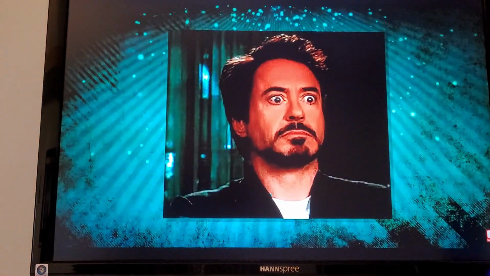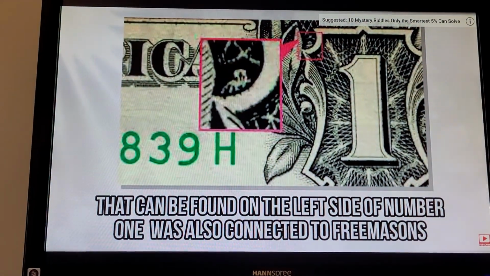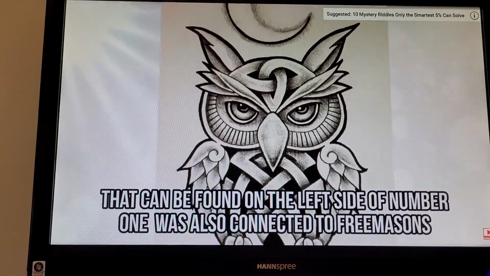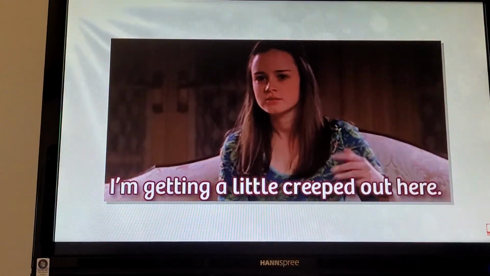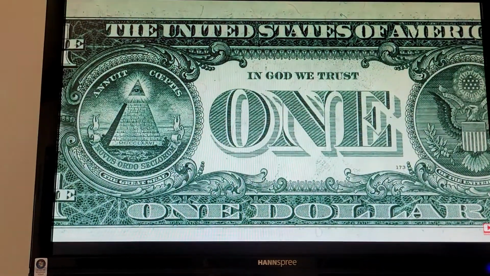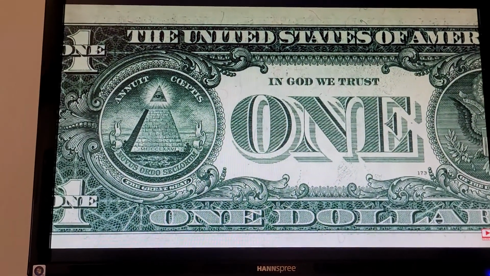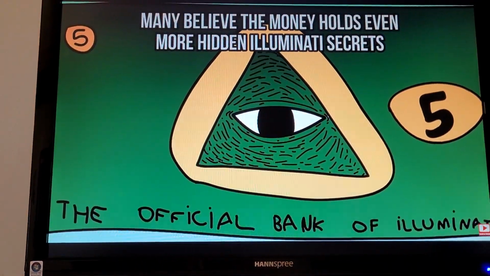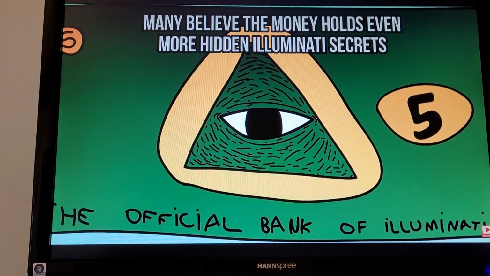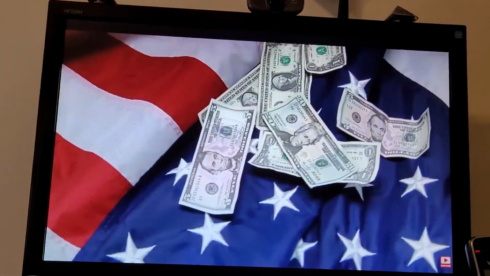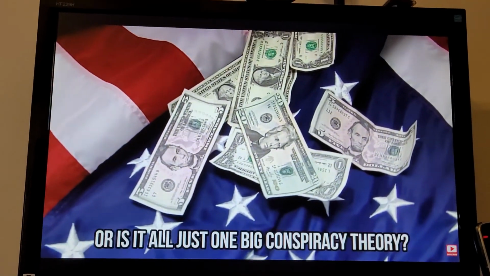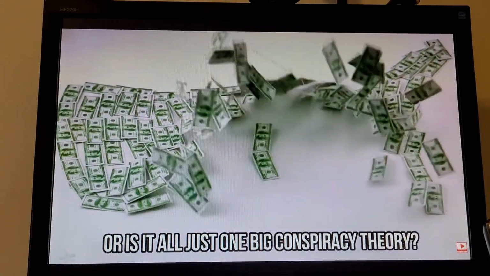The tiny mysterious owl that can be found on the left side of number 1 was also connected to the Freemasons, and many people believe it symbolizes Satanism. We're sure you can find more and more triangles just about anywhere on the dollar bill, and many believe the money holds even more hidden Illuminati secrets. What do you think? Are these symbols more than just regular symbols talking about the history of the United States? Or is it all just one big conspiracy theory?